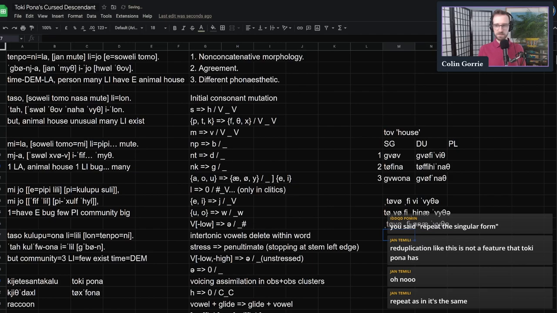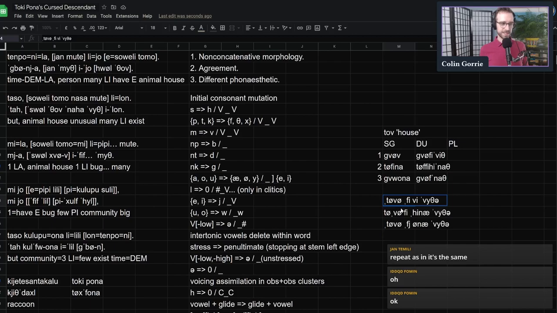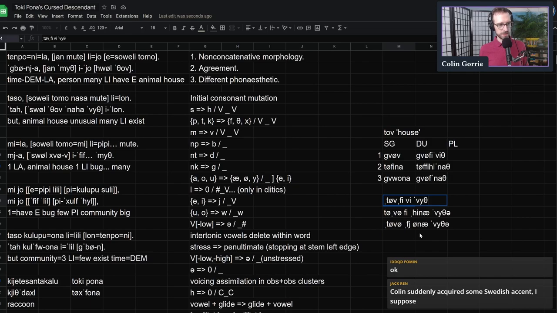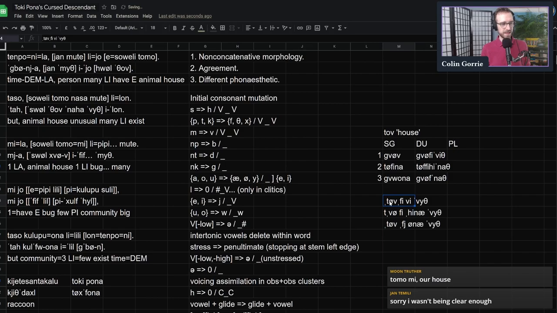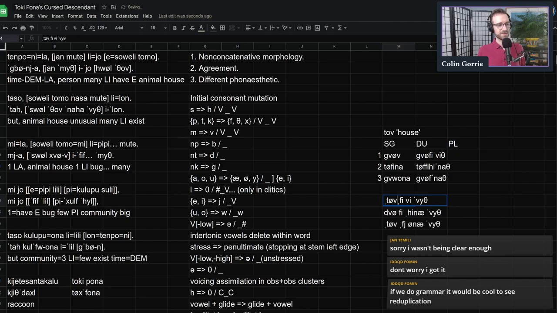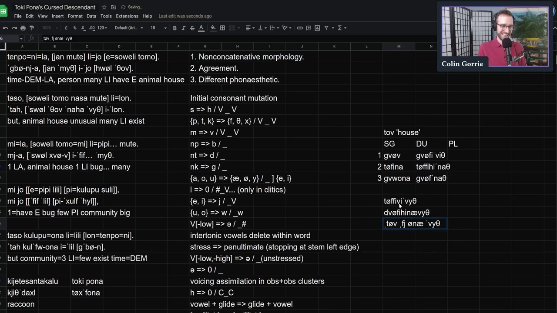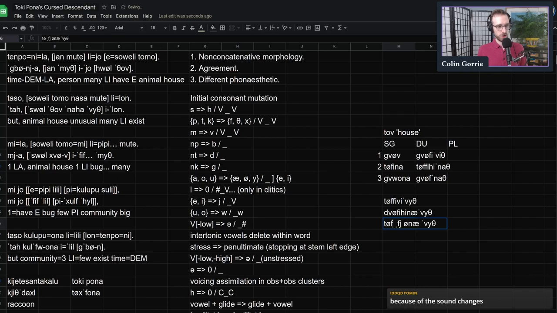Now we remove all the mid vowels that are unstressed. Te fi vi vitha. And we also remove the final schwa. Tve fi hi na vith. Te fi na vith. Now we do some voicing agreement in clusters. Te fi vi vitha. Which gives us te fi vi vith. Dve fi hi na vith. What is this language? And te fi na vith.